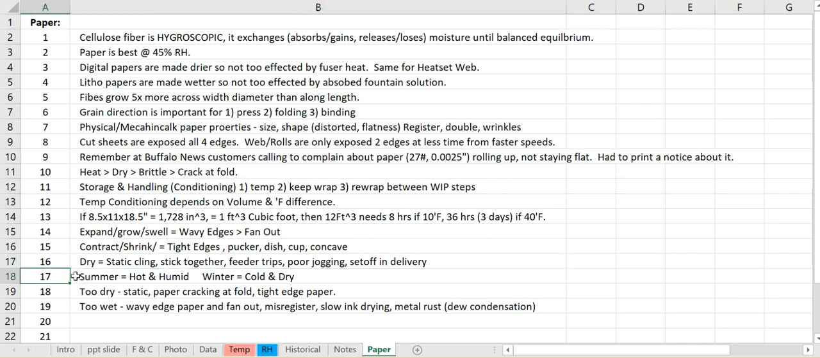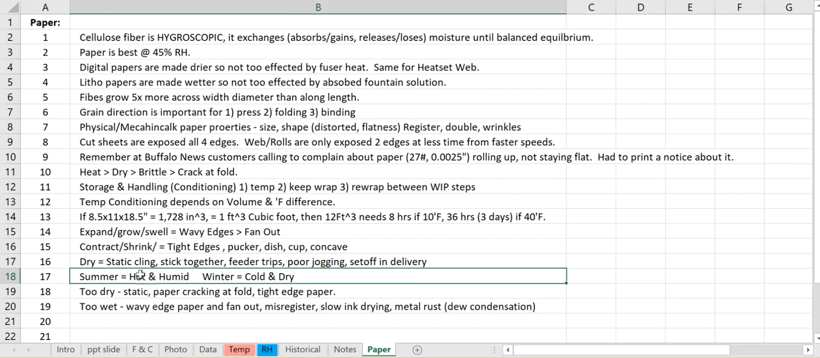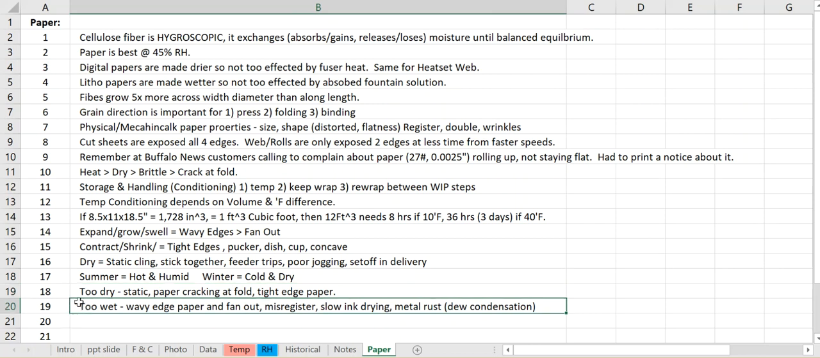Again, during the summer months, we're hot and humid, and during the winter months, we're cold and dry. Too dry is static. Static causes cracking and tight-edge paper. Too wet, we're wavy edge. We get a lot of fan-out, a lot of misregistration, and we can get dew and condensation on metal, which will cause things to rust.